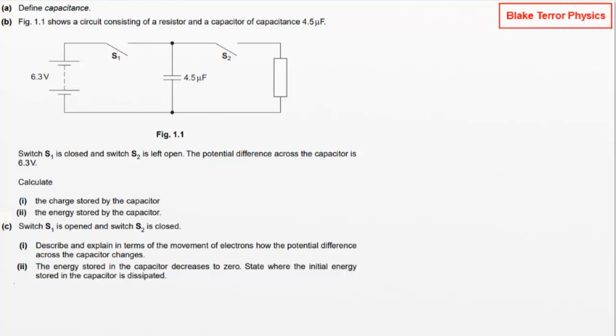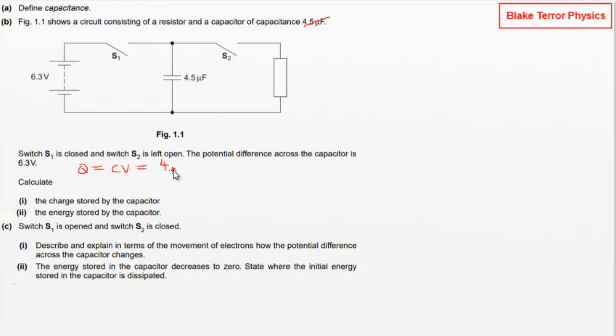Part B, figure 1.1, we've got a circuit with a resistor and a capacitor of 4.5 microfarads. Close switch 1, leave switch 2 open, so we're charging up the capacitor. The PD across the capacitor is 6.3 volts. Calculate the charge stored. So Q equals CV.